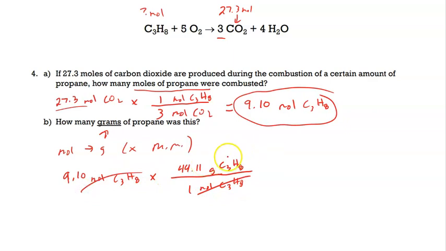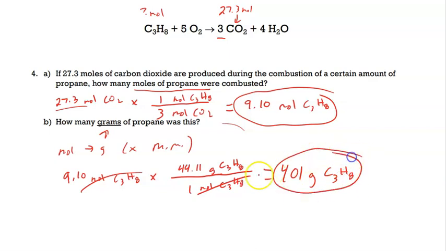Moles are going to cancel. I'll be left in grams. And when I go 9.10 times 44.11 divided by 1, I get 401 grams of propane. Skadoosh.